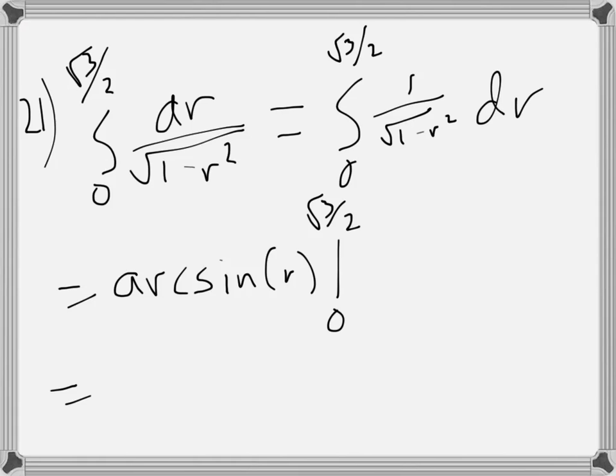So when you think about what number in the range of arc sine had sine square root of 3 over 2, that would be 60 degrees, or pi over 3, and then arc sine of 0 is 0. So here you get pi over 3.